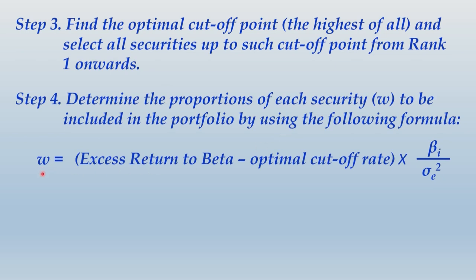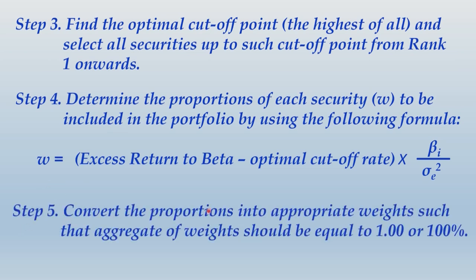Aggregate of weights should be 1. But the weights that you compute may not aggregate to 1. So, you may want to smoothen out the weights, that is, make adjustments to the weights. Convert the proportions into appropriate weights such that the aggregate of weights is equal to 1.00 or 100%. So, the last step is just an adjustment.